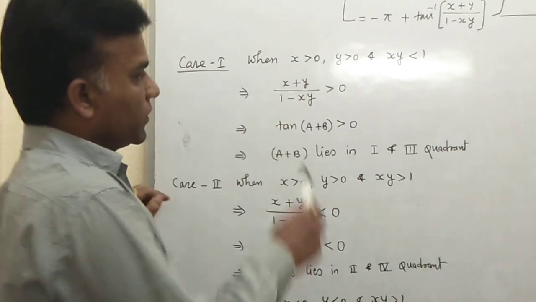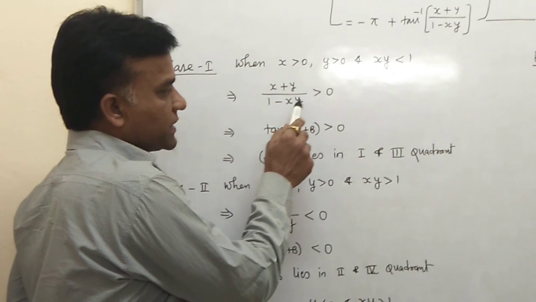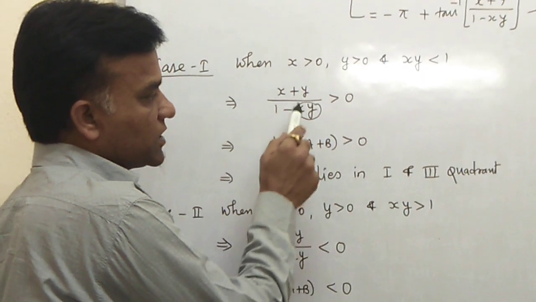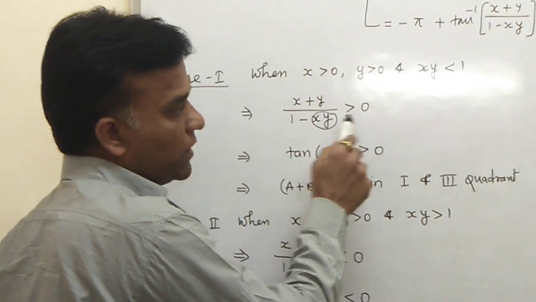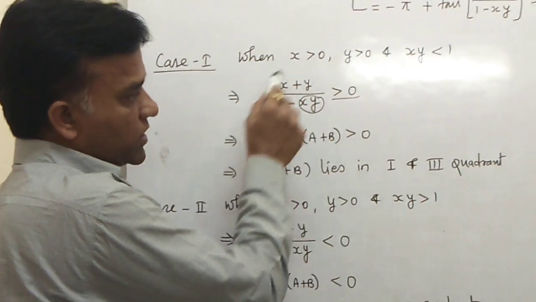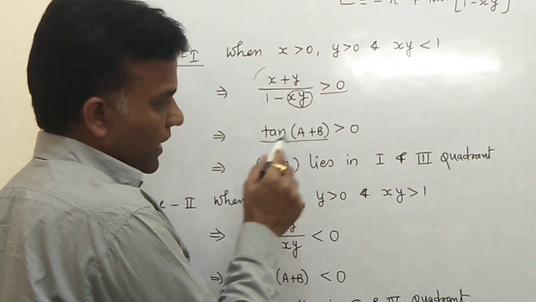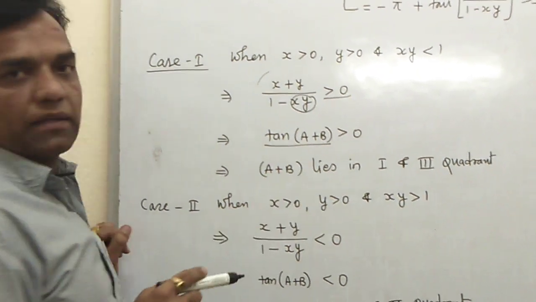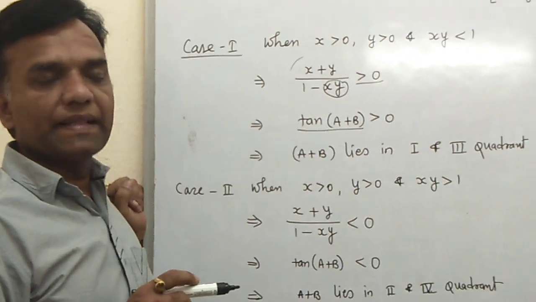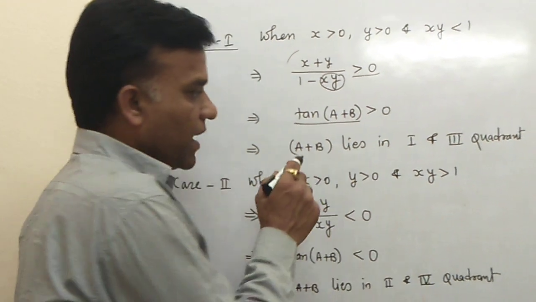Okay, so now here we put x plus y, and now xy is less than 1, it means this value is positive, so overall it is positive. We write down here greater than 0. So this formula is greater than 0, it means tan of a plus b is greater than 0. And now tan of a plus b greater than 0 means this angle is lying between the first quadrant and the third quadrant.